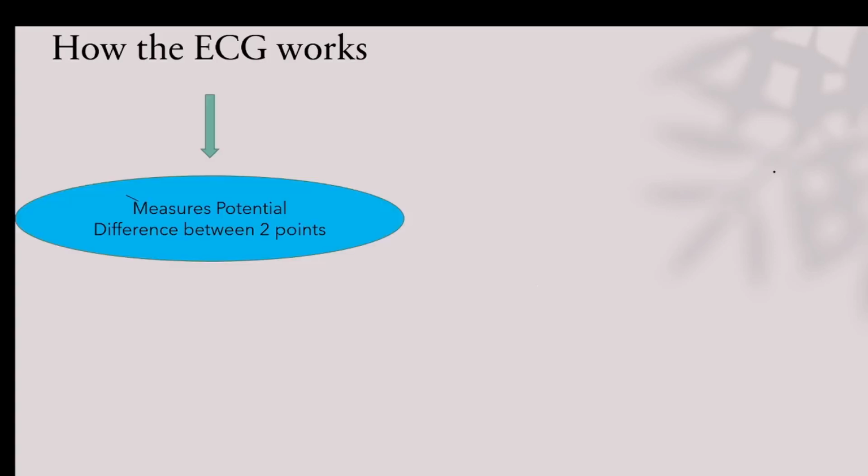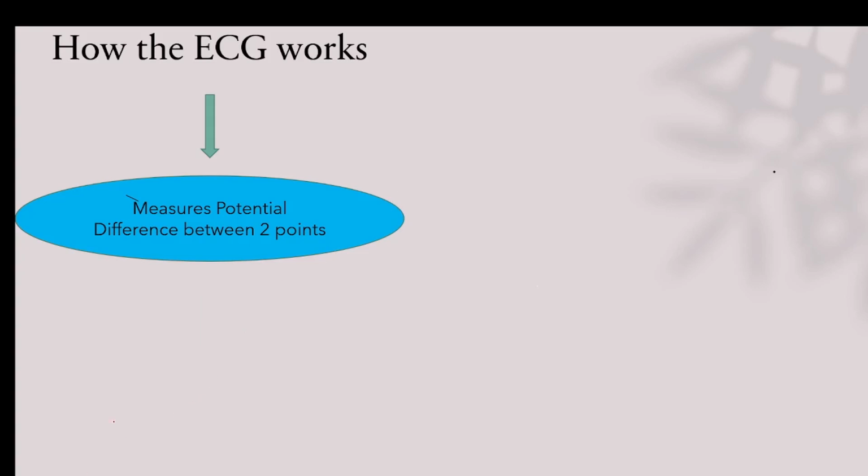So, how does the ECG work? Well, in very basic language, it measures the potential difference between 2 points. Yes, the ECG does have 12 leads, but if we were to simplify this down to one lead, what is it doing? It's measuring the potential difference between 2 points. This is no different for other processes that we have in our body.